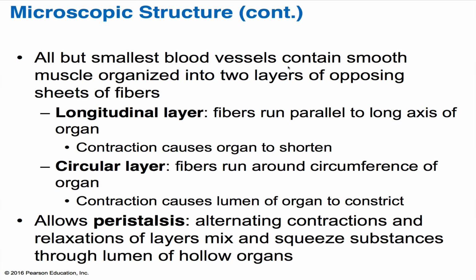Now, all but the smallest blood vessels contain smooth muscles that are organized into two layers of opposing sheets of fibers. There's a longitudinal layer where the fibers run parallel to the long axis of the organ, and when this layer contracts, it causes the organ to shorten. Then there's a circular layer, where the fibers run around the circumference of the organ, and when this layer contracts, it causes the lumen of the organ to constrict. With both of these alternating, contracting and relaxing, peristalsis occurs. Peristalsis is the alternating contractions and relaxations of the layers that mixes and squeezes the substance through the lumens of the hollow organ.